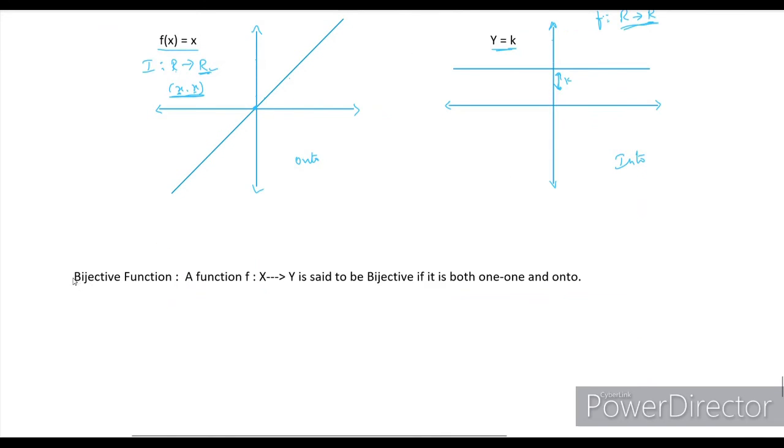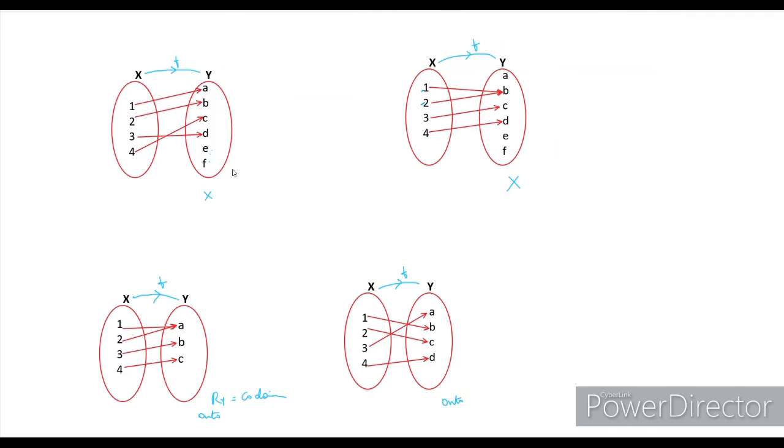Now let us understand what is a bijective function. A function f from X to Y is said to be a bijective function if it is both 1-1 and onto. If a function is both 1-1 and onto, then it is a bijective function. Dear students, I have made a separate video on 1-1 function. If you have not checked and you have any doubt in 1-1 function, please watch the video completely, then come back and check this.